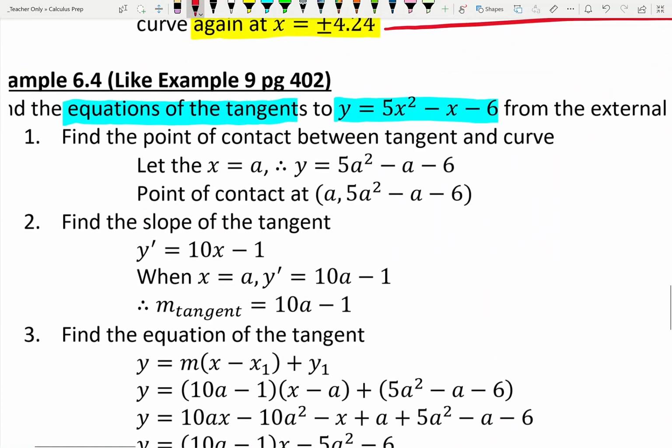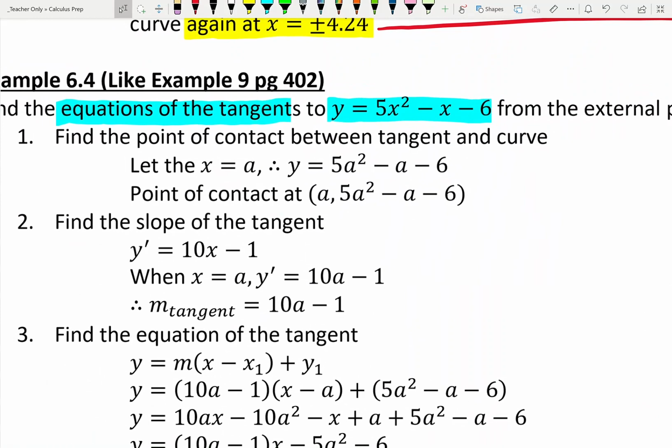All right, so the first thing we need to calculate is the point of contact between the tangent or the tangents and the curve. We don't know where the tangent is going to touch the curve, so we just let x equal some unknown value of a, and then for y, we sub in a for x, and we end up with 5a squared minus a minus 6. So our point of contact is actually an algebraic point of contact, where x is a and y is 5a squared minus a minus 6.